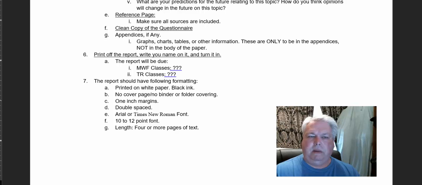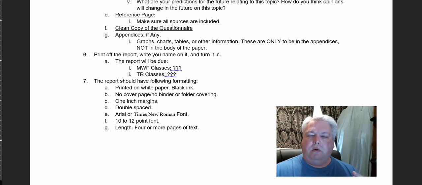When I say clean copy, I mean you just print off a clean copy and stick it in right after the reference page. After that, you're going to have appendices. Appendices are anything else that you want to add to the paper that you've made reference to, maybe in the body of the paper.